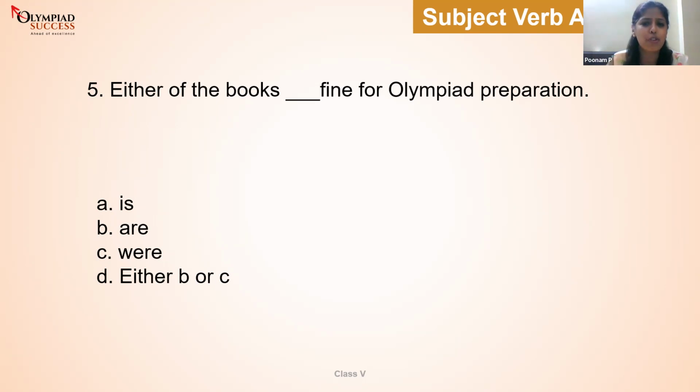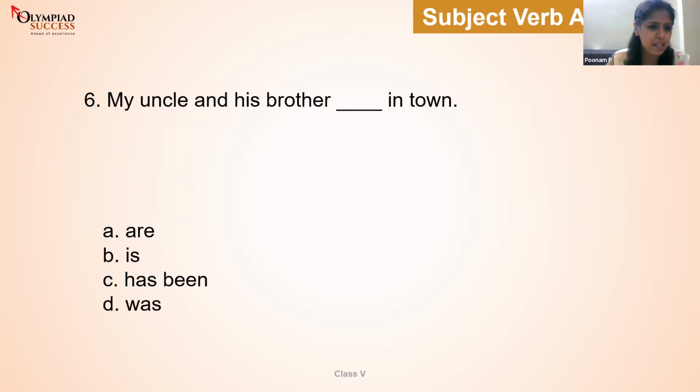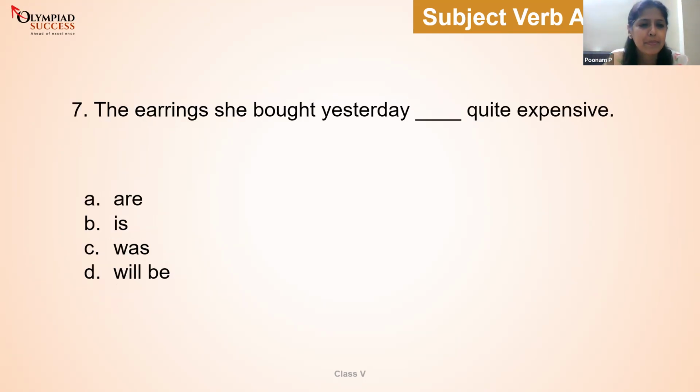Yes, lovely. Most of you've got it right. Superb. Either of the books is fine for Olympiad preparation. Sixth one. This is very easy if you understood the golden rule. Yes, most of you are right. My uncle and his brother are in town. Superb. Seventh one.